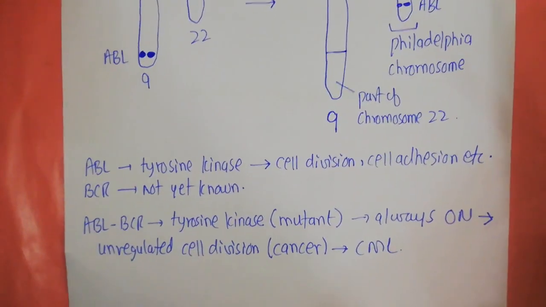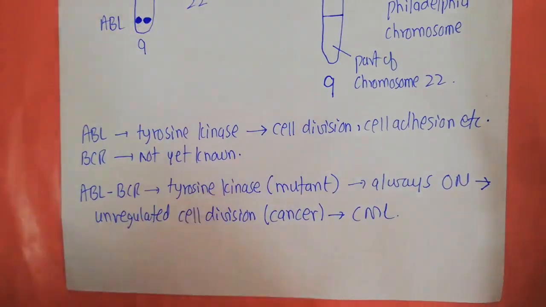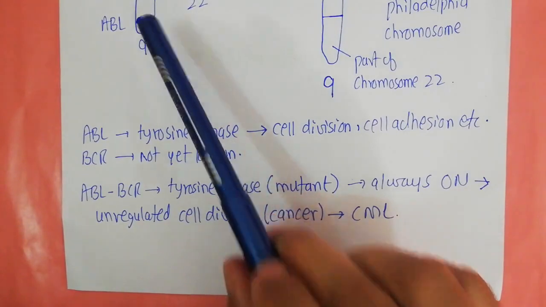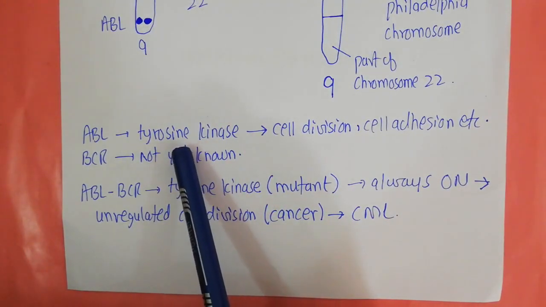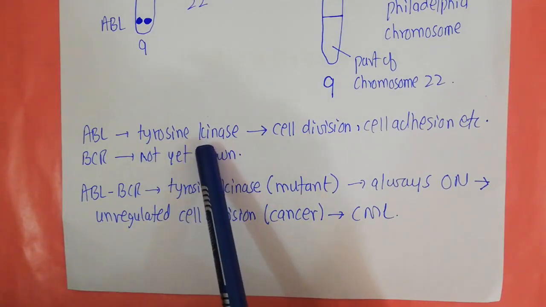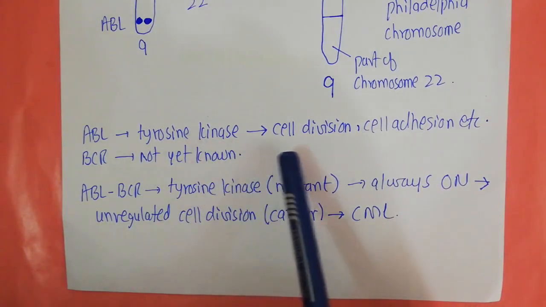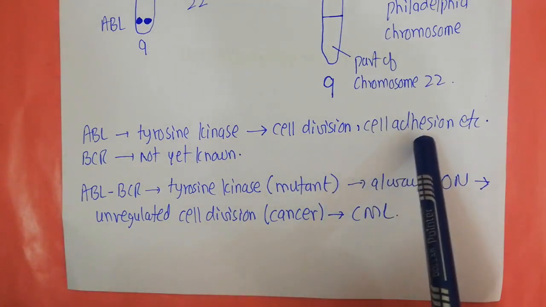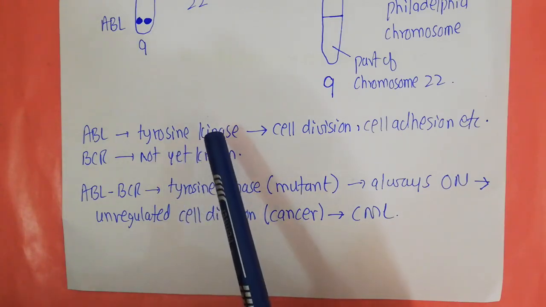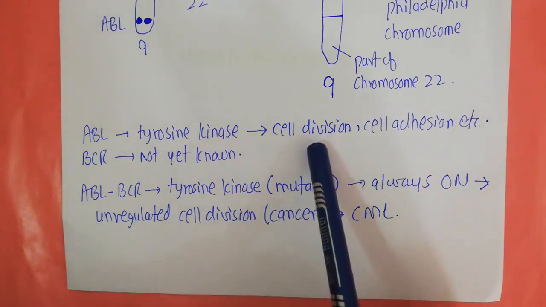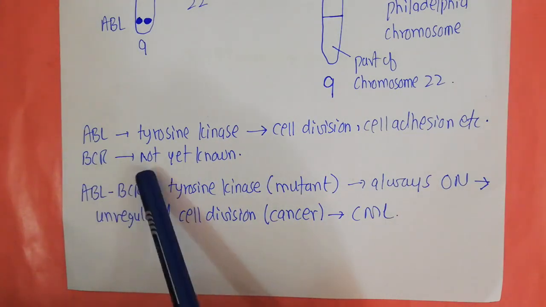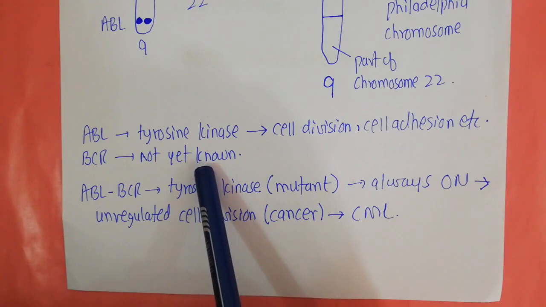Now, how is this particular translocation leading to cancer then? The ABL gene, which is present on chromosome number 9, codes for a protein which is known as tyrosine kinase. And this tyrosine kinase is a very important enzyme when you talk about cell division or cell adhesion, etc. So this tyrosine kinase in normal condition is an important enzyme in cell division and in cell adhesion. Now, the function of the BCR gene is not yet known. What is the function of the BCR?